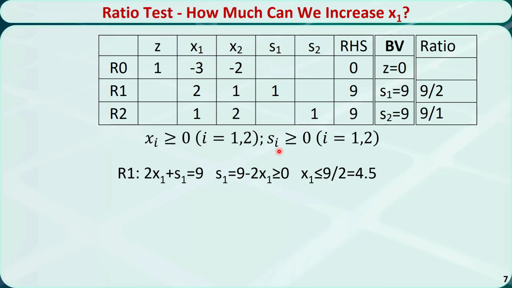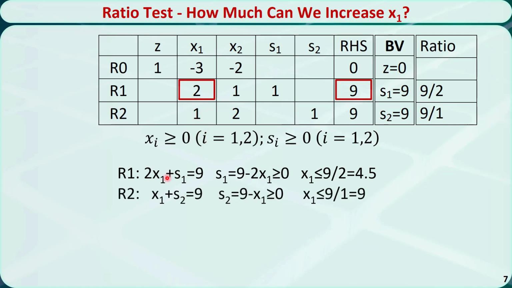Due to the sign restriction, s1 is greater than or equal to 0, so x1 is less than or equal to 4.5, which is the right-hand side in this row divided by the coefficient of x1. For row 2, if x1 is no longer 0, we have to write out this item, 1 times x1.